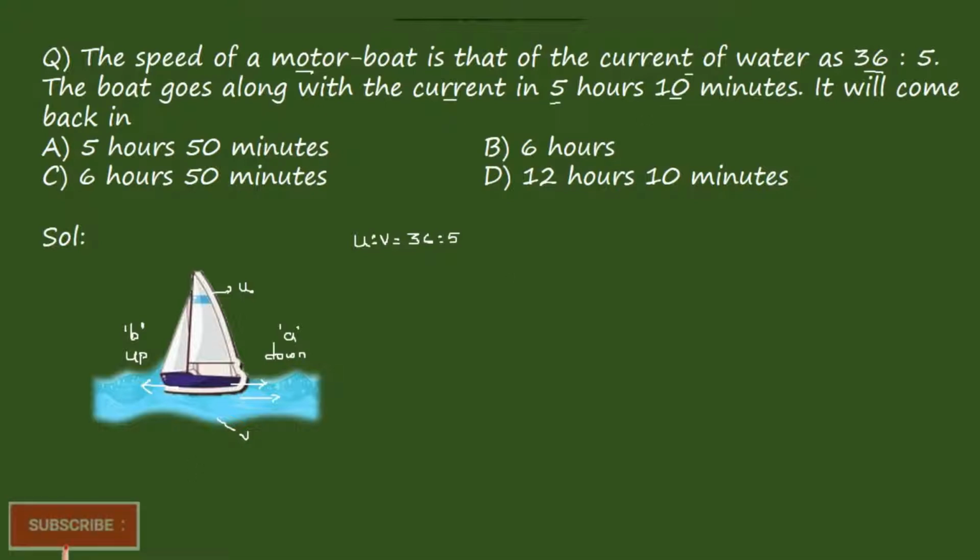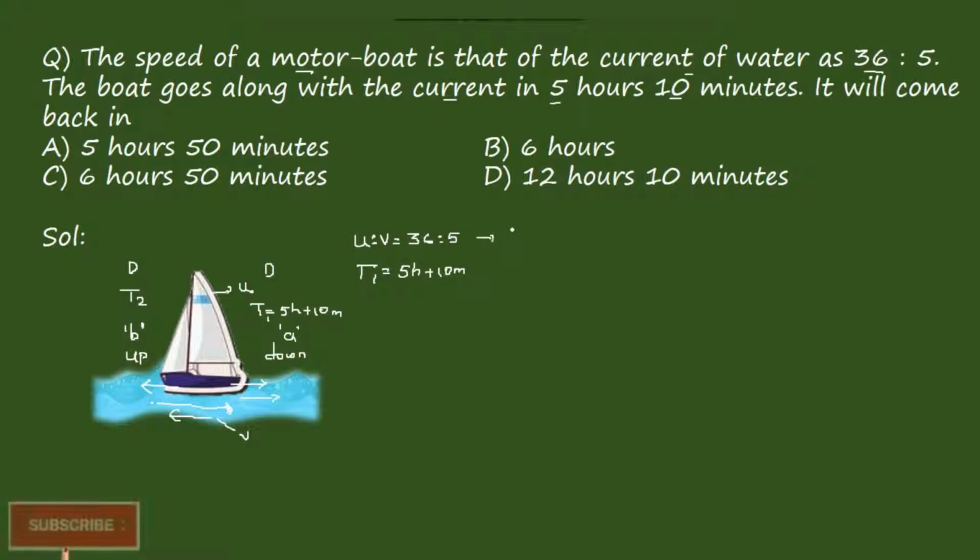Again they are saying that the boat goes along with the current in 5 hours 10 minutes. The boat would be moving along with the stream. Time taken is, consider this as time t1, 5 hours plus 10 minutes. It will come back and again it will be moving out. If it is starting from here, it will be going right in downstream, and again it will be coming back. How much time will be taken? You have to find it out as t2. Same distance D has been traveled in upstream and downstream. Then time t1 is given as 5 hours plus 10 minutes.